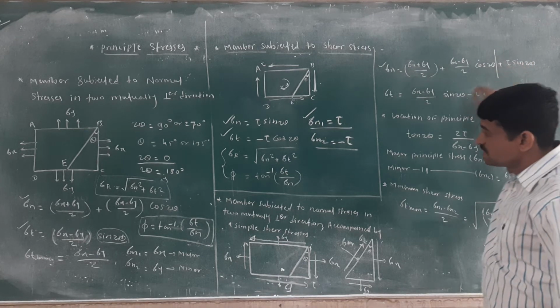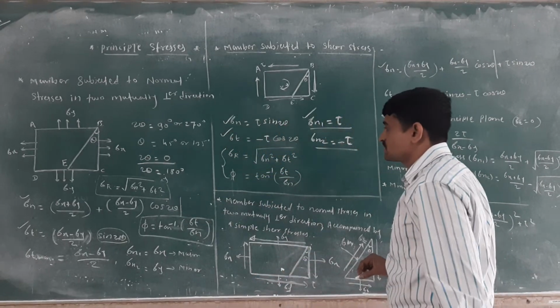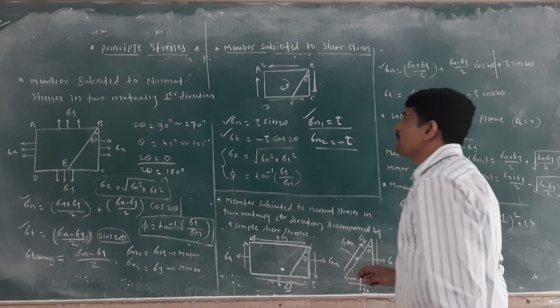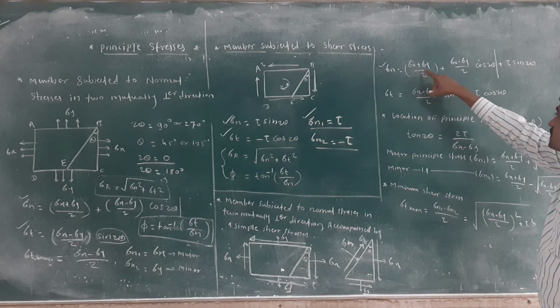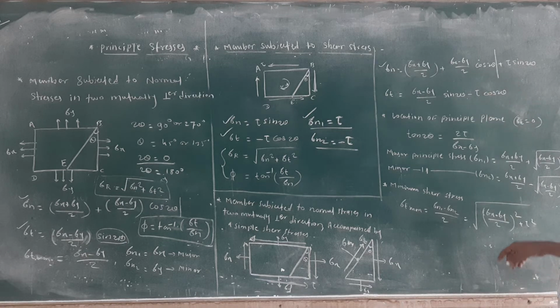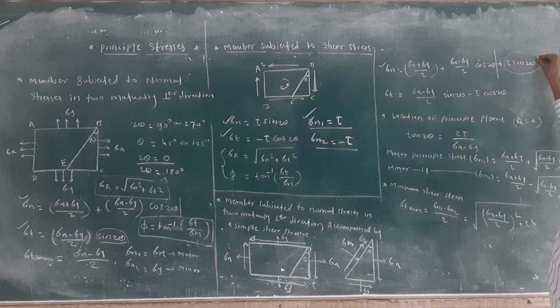Up to that, check this equation. These are only additionally the shear stress. Up to that, this equation is the same. When the member is subjected to normal stresses in two mutually perpendicular directions, sigma n is equal to sigma x plus sigma y divided by 2 plus sigma x minus sigma y divided by 2 into cos 2 theta. The only additional thing here is plus tau into sin 2 theta.